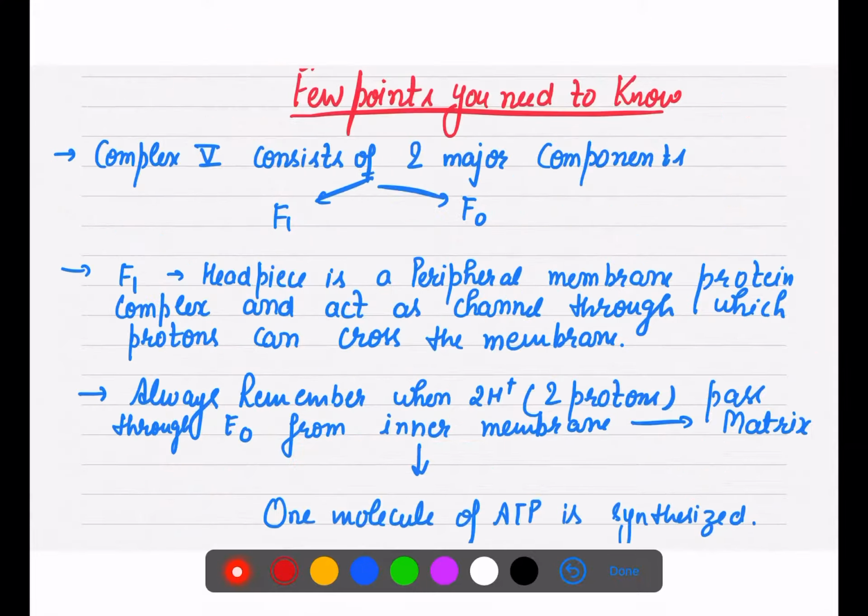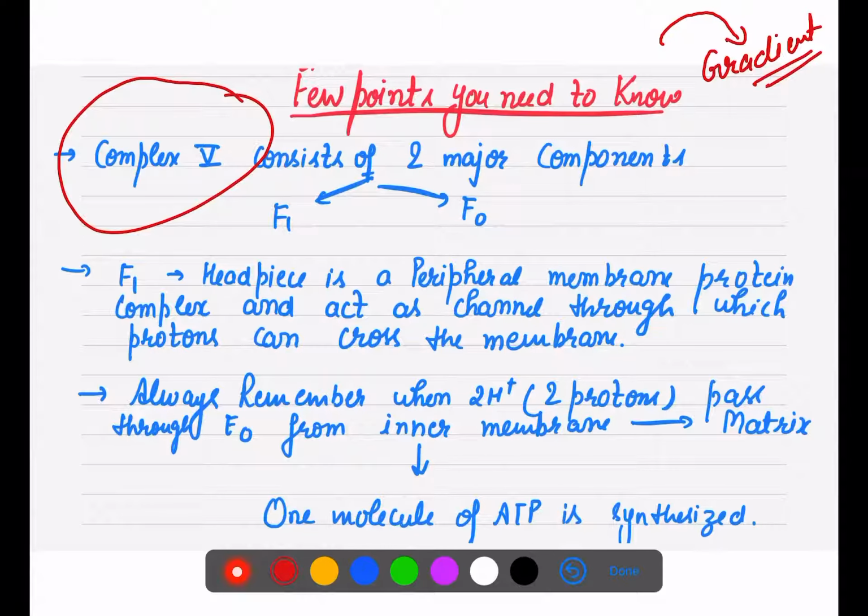If the gradient does not form, there is no need to go back into the matrix. So the gradient is very important for the formation of ATP. So complex 5, till now we are very much aware of the 4 complexes. If you have not read about ETS yet, then it is time to go through that topic and read it.